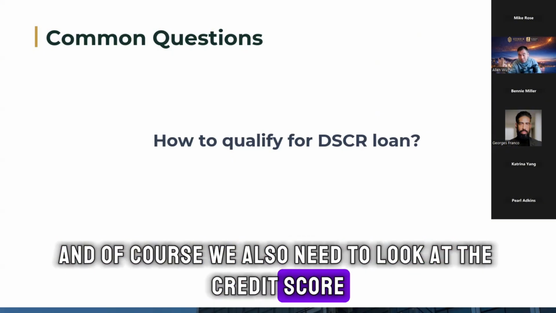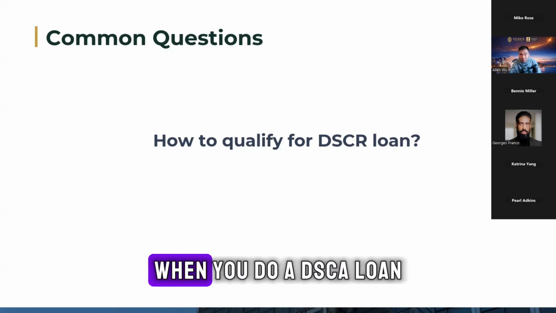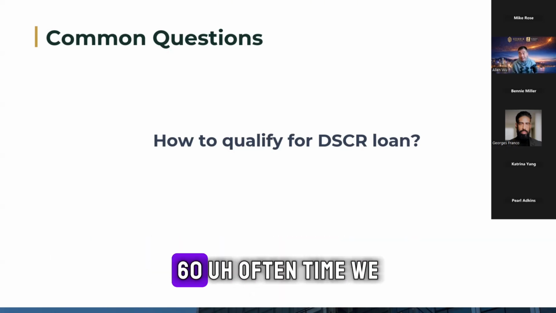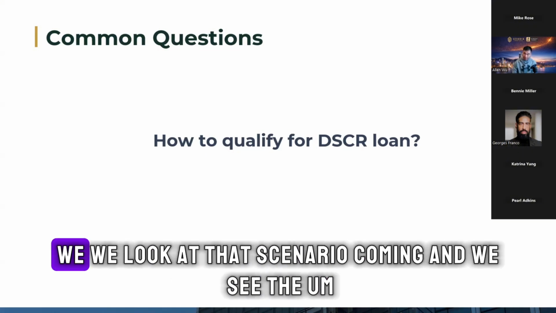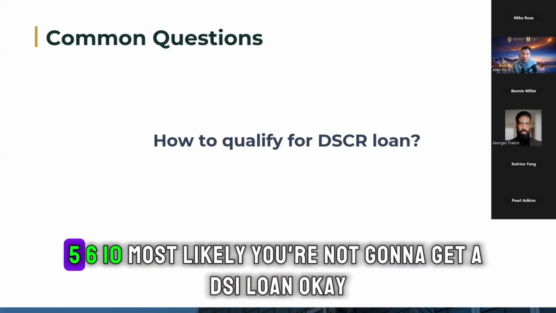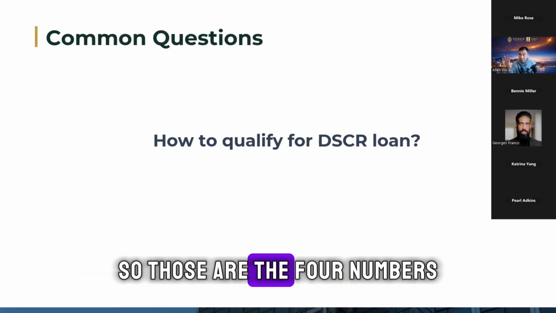And of course, we also need to look at the credit score. When you do a DSCR loan, we want to see your credit score at a minimum of 660. Oftentimes we see a scenario come in where the credit score is like 600, 605, 610. Most likely you're not going to get a DSCR loan. Okay, so those are the four numbers.